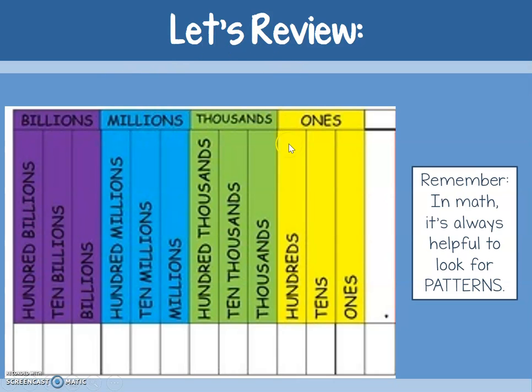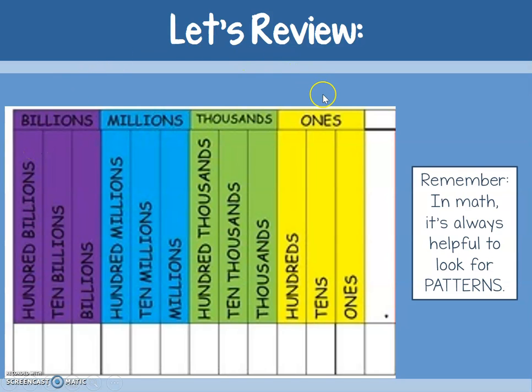First, I have three columns grouped together to make four different colored blocks. In other words, I have three columns in the yellow block, three columns in the green block, three columns in the blue block, and three columns in the purple block. Hopefully you remember that in math, when we group three digits together, we call this a period. So the yellow block is really representing the ones period. The green block is representing the thousands period. The blue block is representing the millions period. And finally, the purple block is representing the billions period.